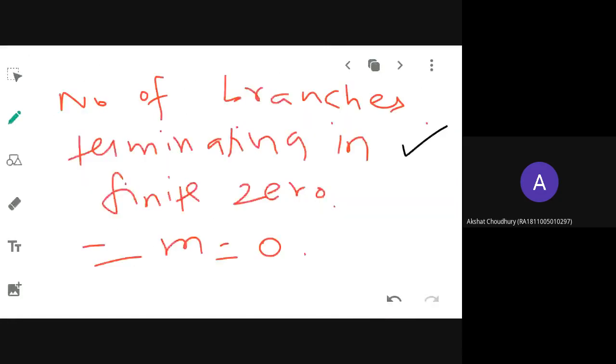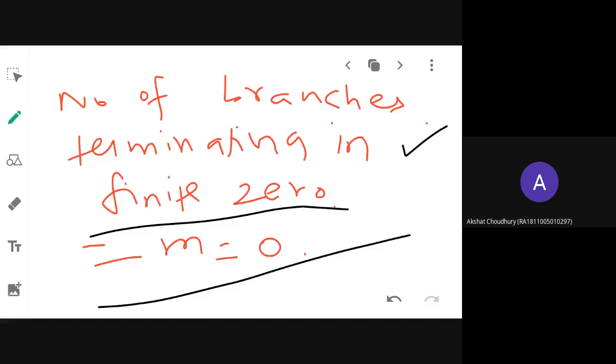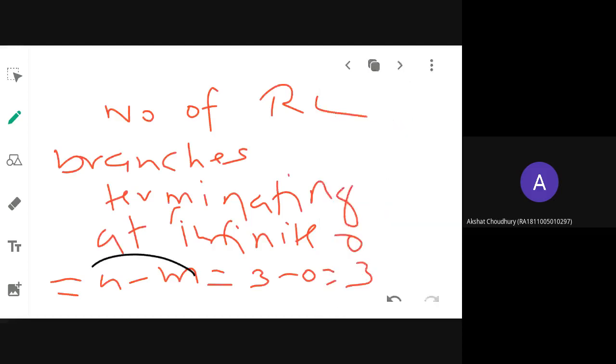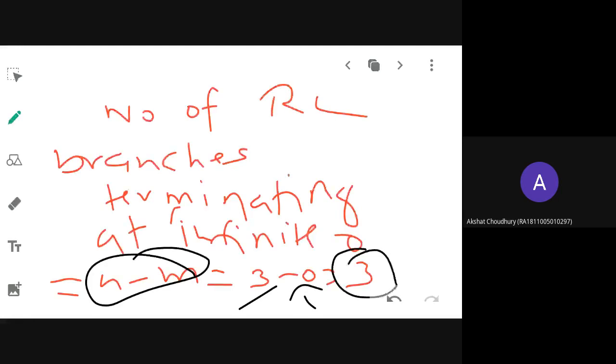So if you want to know how many branches are terminating at a finite zero, in this problem, as you have told me, there are no zeros, so no branches are going to terminate at a finite zero. All will continuously go on and terminate at an infinite zero. That number is given by n minus m. Here n represents the number of poles and m represents the number of zeros. Poles are 3 in number, the number of zeros is 0, so n minus m is equal to 3. So all 3 branches will be terminating at an infinite zero. Okay, so this is your first step.